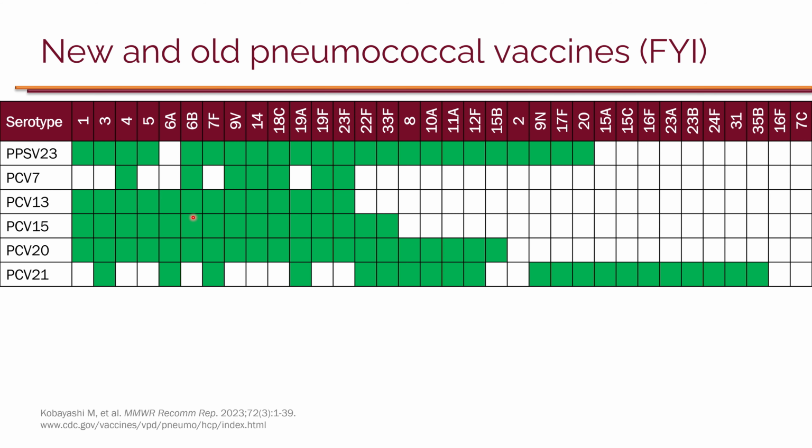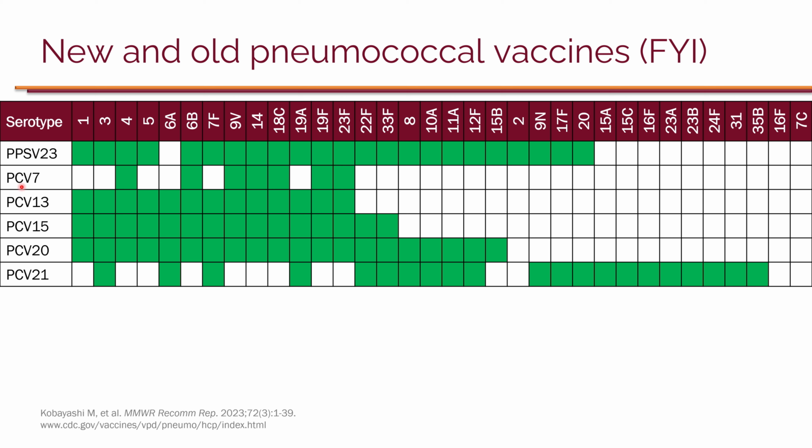Now let's take a look at which serotypes they cover. So you can see that PPSV 23, which is the oldest one, covers 23 different serotypes. And again, keep in mind that there are over 100 different serotypes. So essentially, we're trying to target the ones that are more likely to cause disease. Now, PCV 7, which is no longer on the market, targeted 7 of these that are also included in PPSV 23. In general, the response from PPSV 23 is not great.